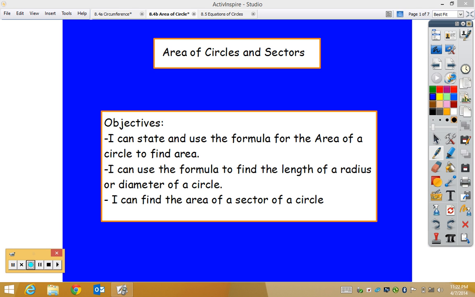So the topic of today's video is area of circles and sectors. In our objectives, I can state and use the formula for the area of a circle to find the area. I can use that formula to find the length of a radius or diameter of a circle. And I can find the area of a sector of a circle.